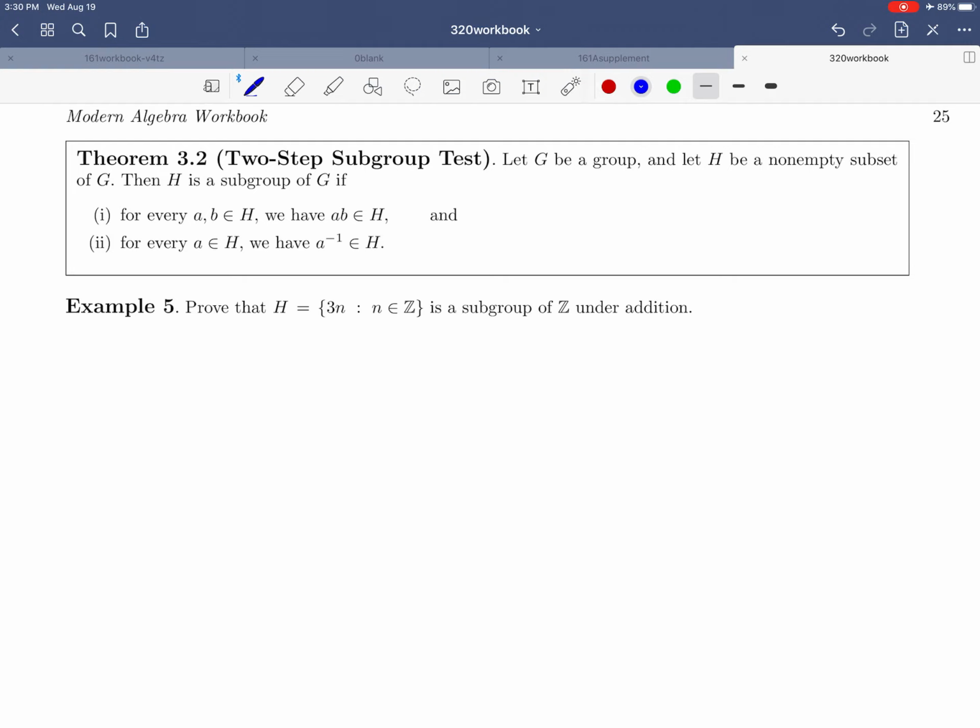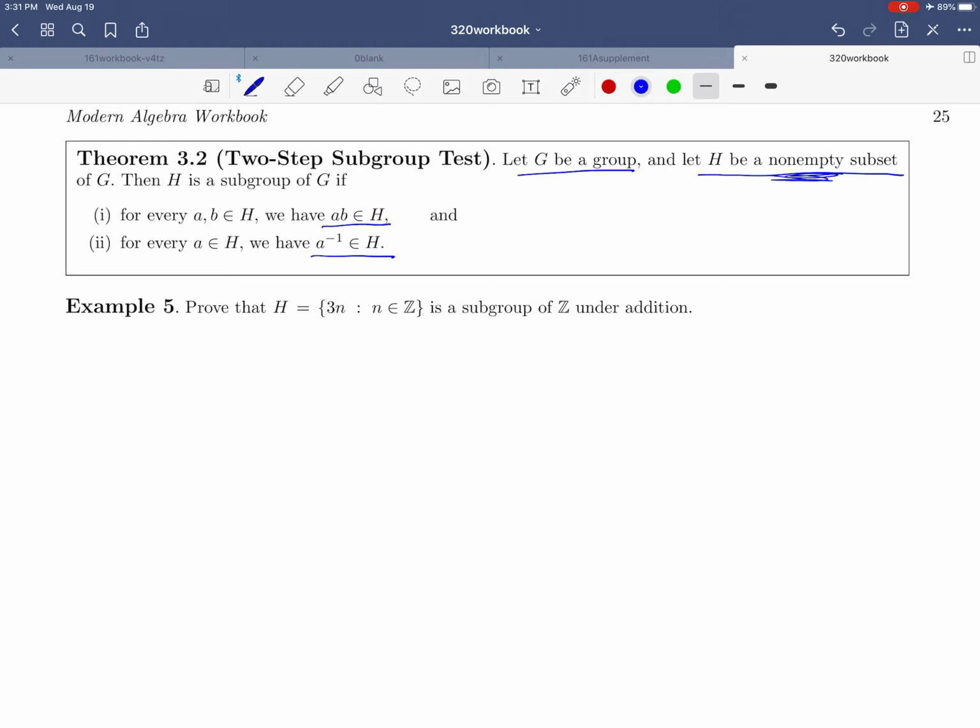We again have a group G, and we have a non-empty subset H. Then H is a subgroup of G if for every a, b in H we have that ab is in H, and for every a in H we have a inverse is in H. So this is not that much less than to show that something is a group. You show closure, you show that you have inverses, and you also show that your set is non-empty. That is also one thing that you have to show when you want to use the two-step subgroup test.